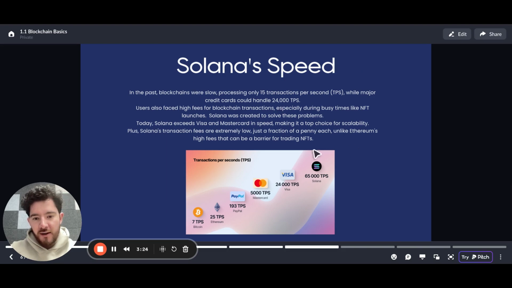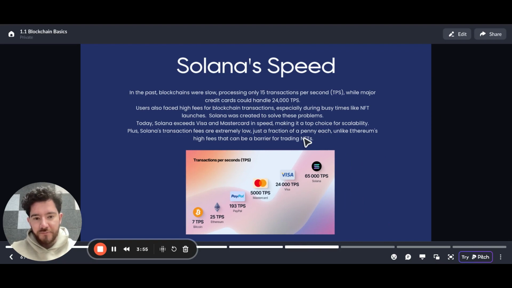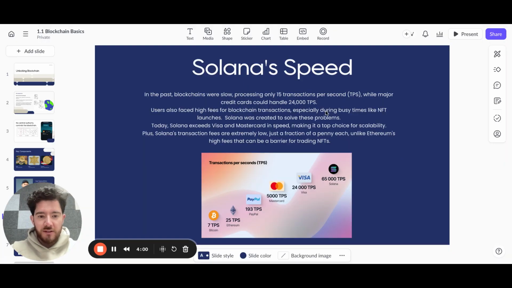So, Solana speed. This is just an interesting chart here. This is a comparison of transactions per second, right? Bitcoin can process around 7 to 10 TPS. I don't know how updated this visual is, by the way, so just keep that in mind. But in general, this is how it goes. Ethereum is pretty slow at 25 TPS. PayPal can handle 193. Mastercard can handle 5,000. Visa can handle 24,000 transactions per second, and then Solana's like 65K. So it's just speed running everything. That's why everything is so cheap and fast when you do a transaction on Solana, because of the way it's designed.